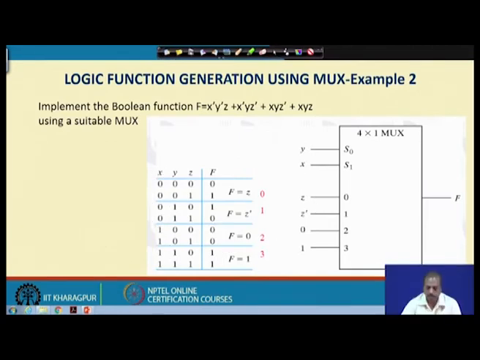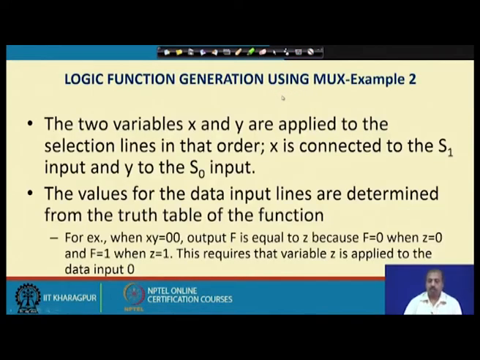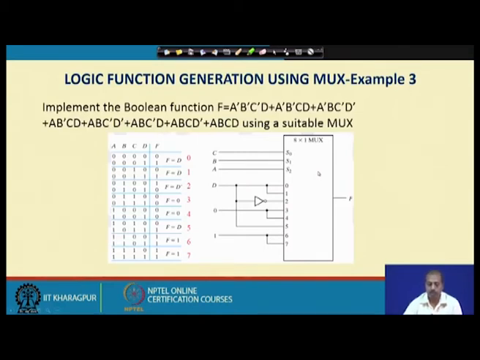So, next we will see, two variables x and y are select lines. This is the thing that we are discussing. When x y equal to 0, f becomes equal to z. We have also seen the two input multiplexers like that.